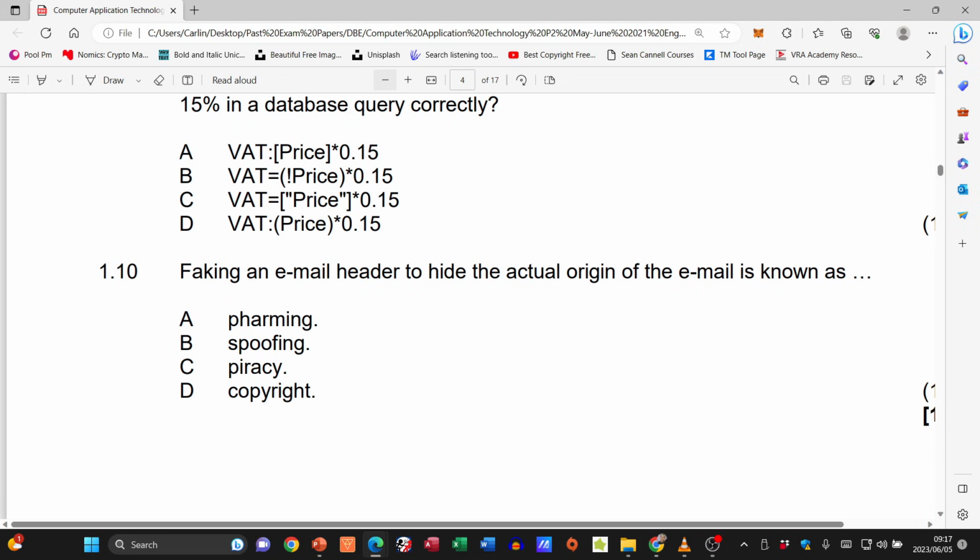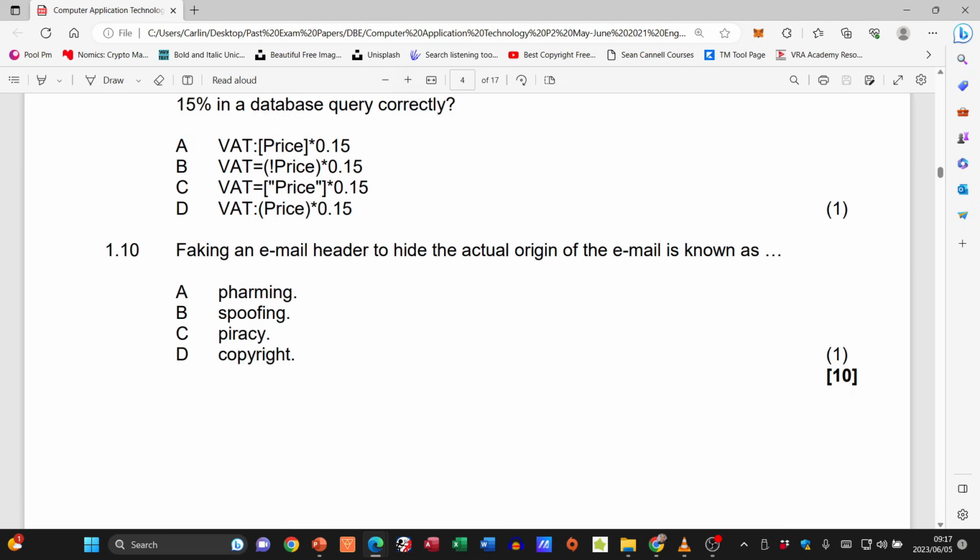And then the last one from question 1, faking an email header to hide the actual origin of an email is known as what? And we should know this by now. Remember, piracy is where we are illegally copying things like movies and music and all these type of things. Copyright falls under something similar there, where we are looking at the rights that people have over their particular property, and you would need access to be able to use that. You're actually going to be paying for that.